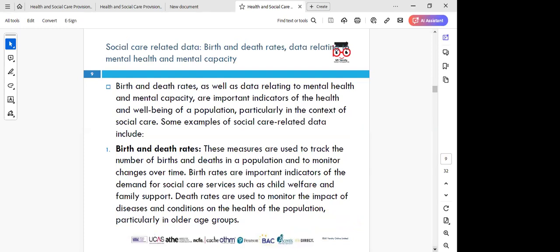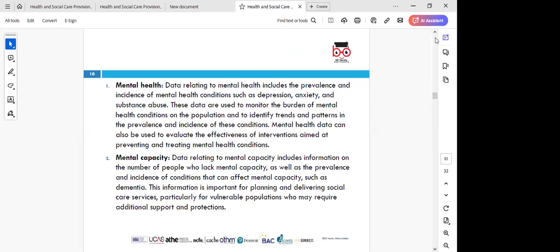Then we have to look into birth and death rate, as well as data relating to mental health and mental capacity, which are important indicators of health and well-being of the population, particularly in the context of social care. Some examples of social care related data include birth and death rates.